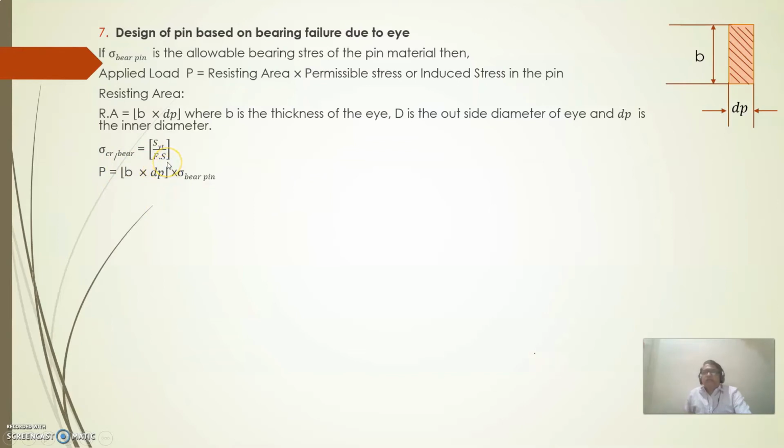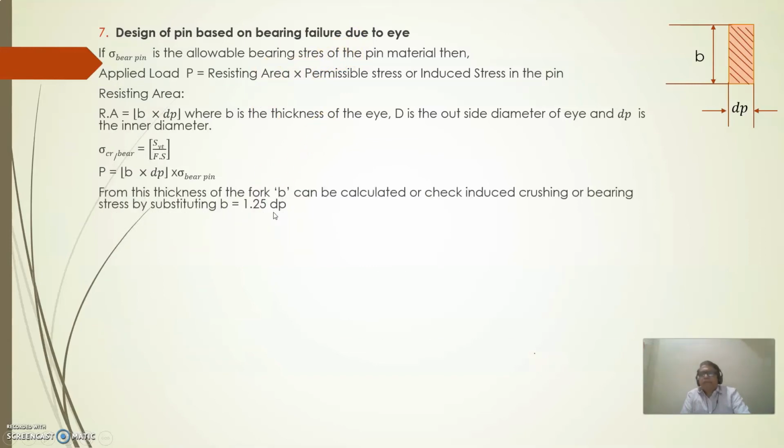Usually we are taking it equal to the tensile stress. So in that case, P is equal to B into DP into the bearing stress of the pin. So you take B equal to 1.25 times DP, put in DP and then find out this bearing pin failure. So this should come out less than the allowable bearing stress for the pin material. Okay.